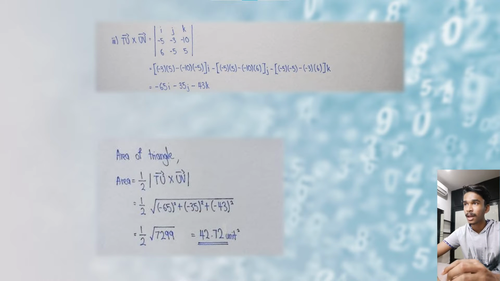And secondly, we're going to cut the column and row of J. The remaining values are -5, -10, 6, and 5. Cross product, -5 times by 5 minus -10 times by 6, and this represents J.